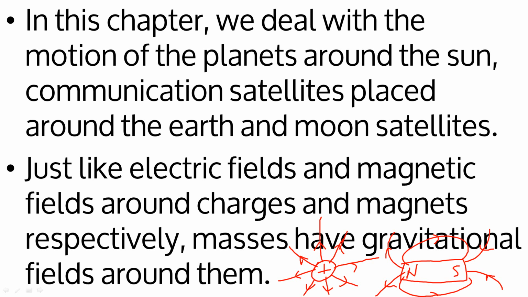So around any mass, there is that force that attracts it to other masses, and that's what we call the gravitational force. Now, there is a gravitational field around any mass. Like any charge will have an electric field, and any magnet will have a magnetic field. Every mass will have a gravitational field around it. Don't call it a massive field. It's called a gravitational field.